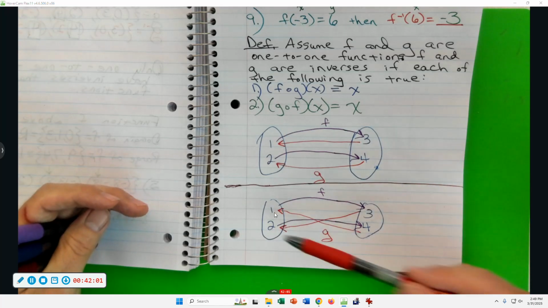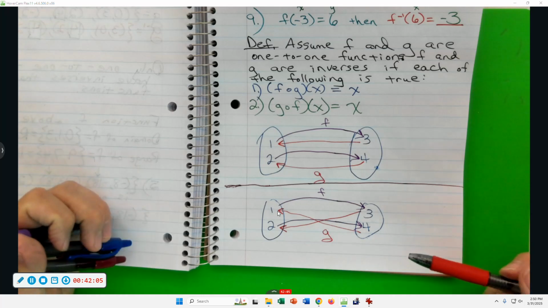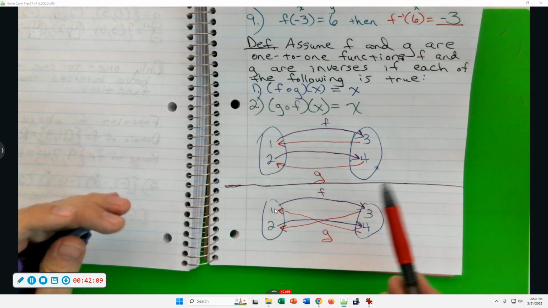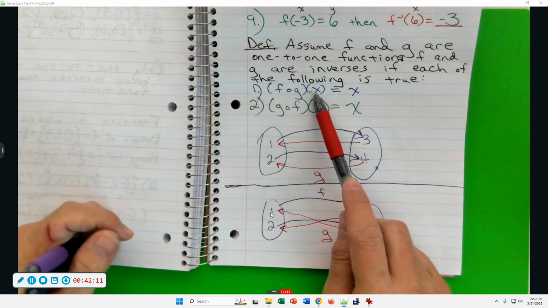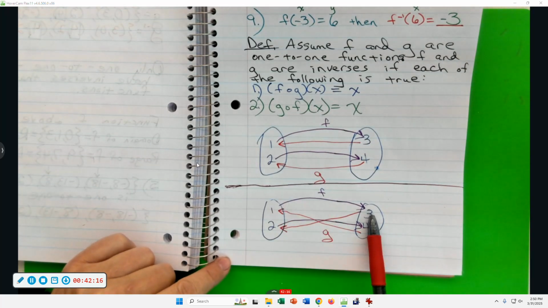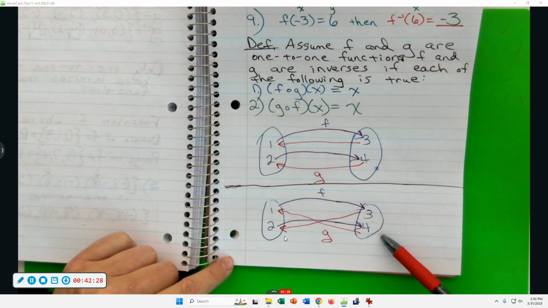Is this mapping swapping the ordered pairs? Is it reversing the ordered pair? No? Well, let's see. Will we end up wherever we start? Let's just start at 1. 1 goes to 3. 3 goes to... does it go back to 1? 3 goes to 2. You're not ending where you started. So these are not inverses.